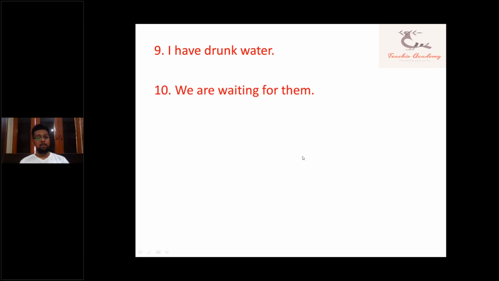Another sentence. We are waiting for them. Which tense is this? Is it present perfect continuous? It's present continuous. Yes, very nice, all of you. It is the present continuous tense.